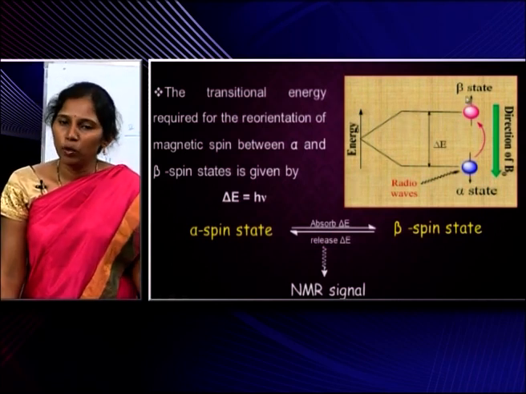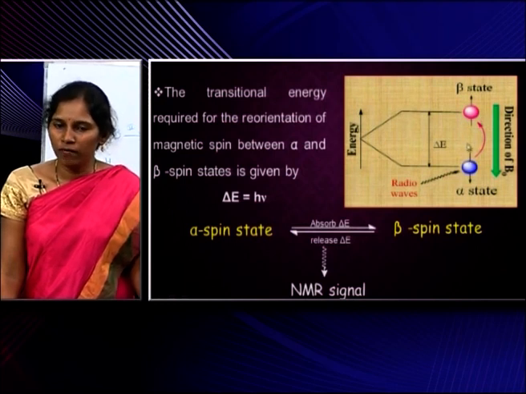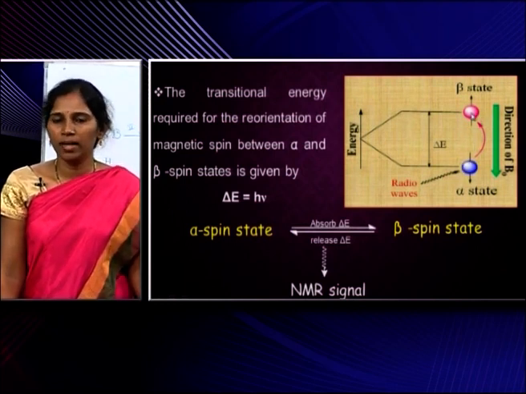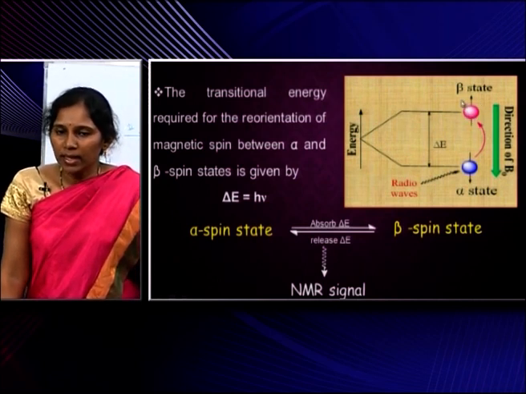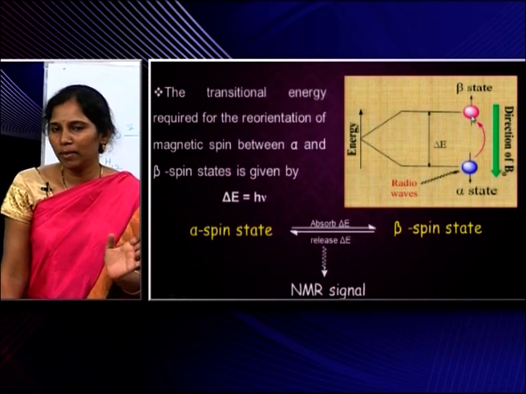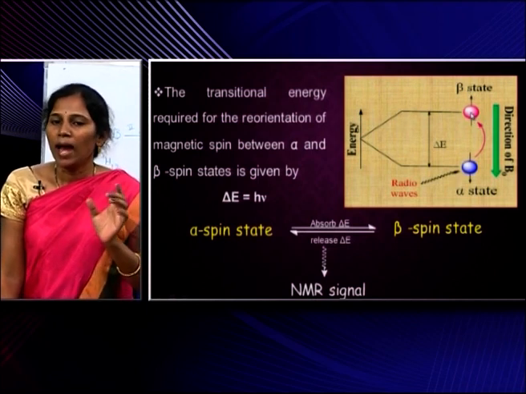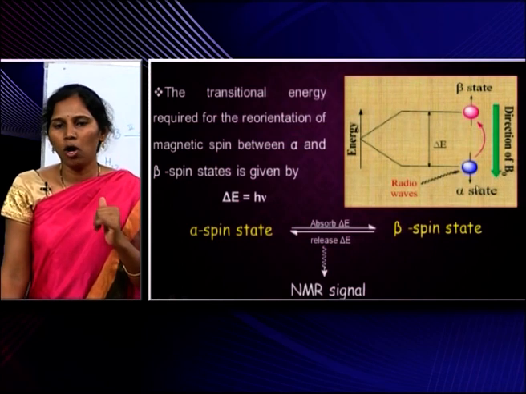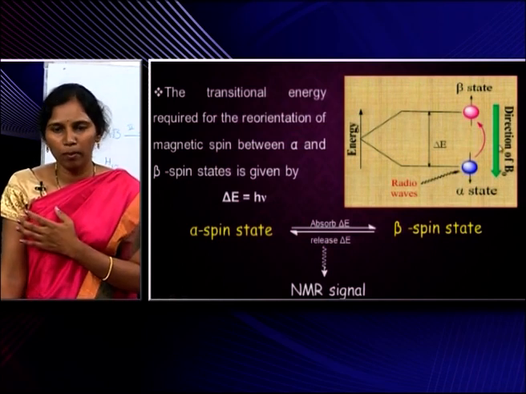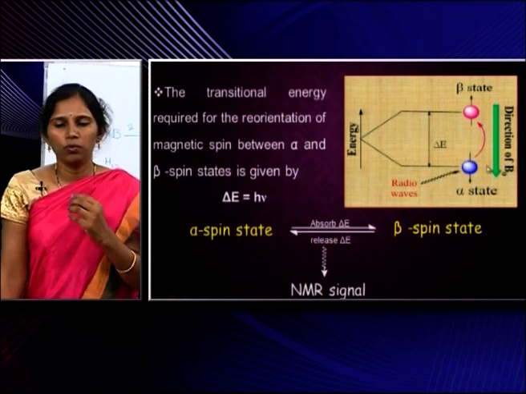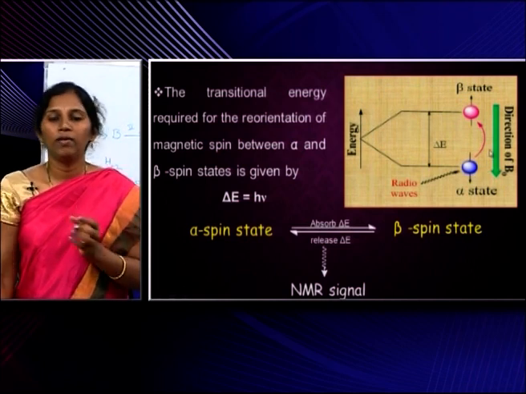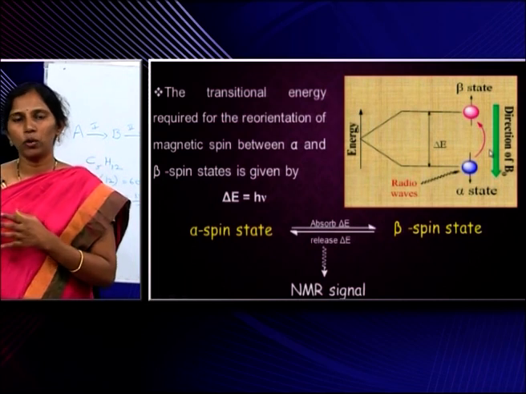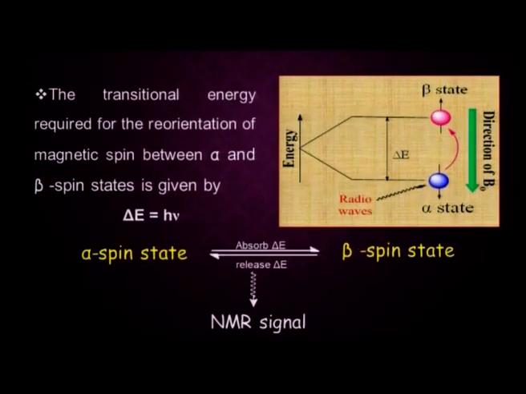So it came to beta state now. The alpha state nucleus turned into beta state. Let me tell you another thing here. The nucleus in beta state is not stable there. It is not happy there, and it wants to go back to alpha state by releasing the same amount of energy which it absorbed earlier. And that signal will be detected by the detector, producing a peak in the NMR spectrum.